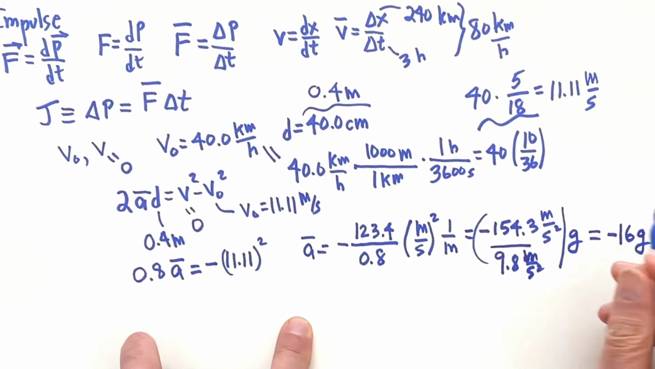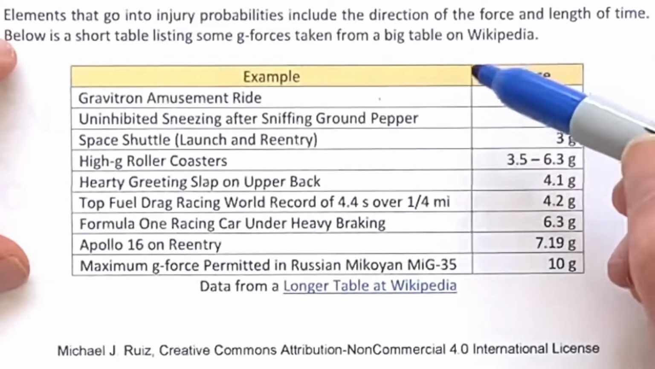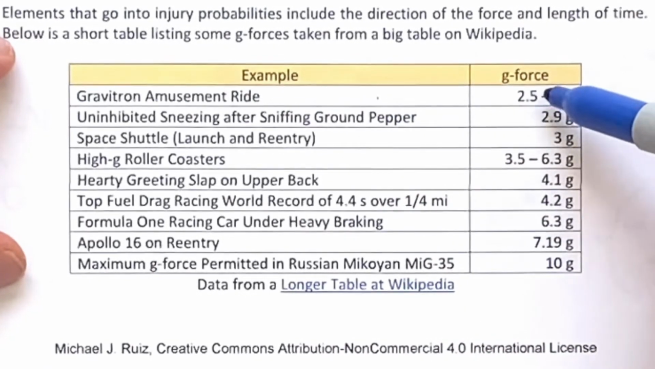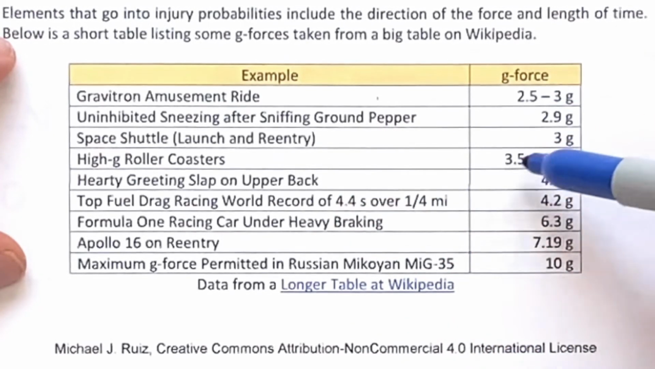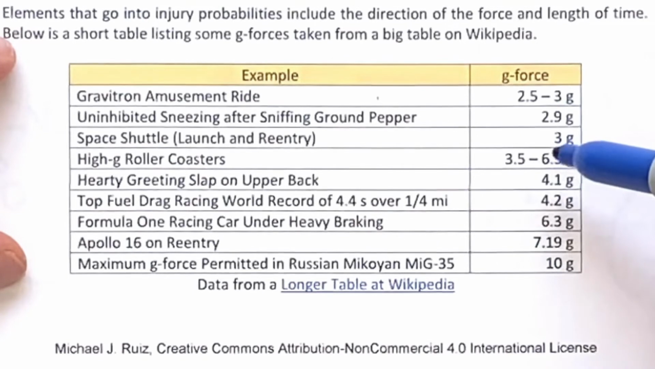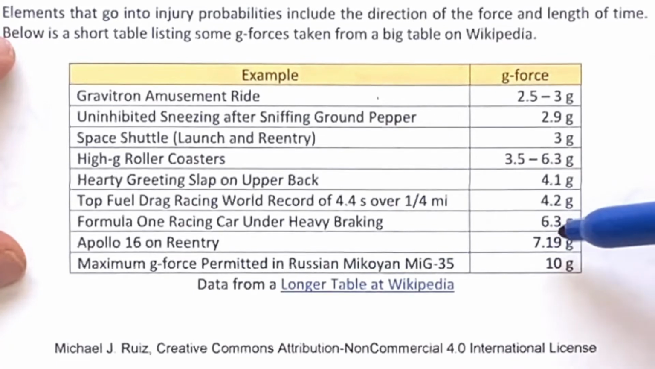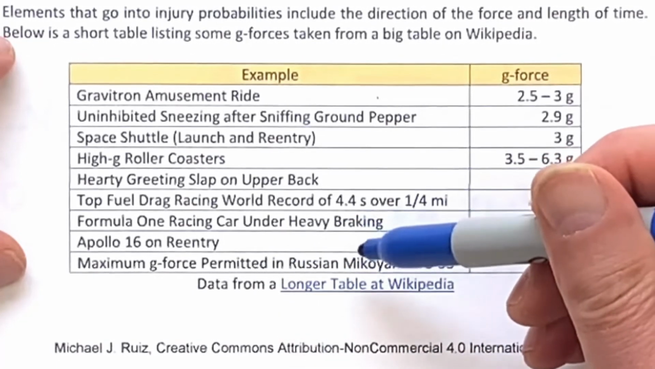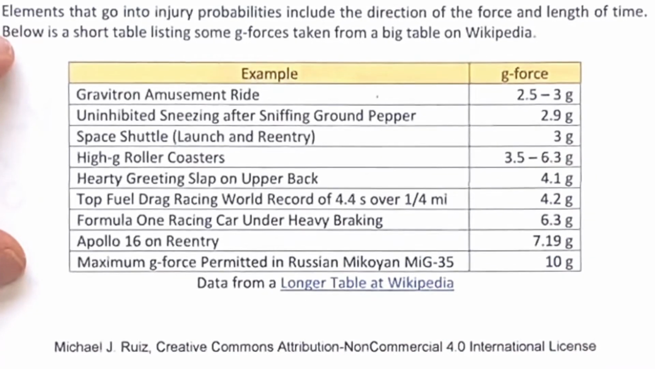And typically they report the G without the minus sign, just say 16 G. You get in a collision, get 16 G on the average. And here, I did a little lookup on G forces: in an amusement park ride, 2.5 or 3, and roller coasters can get up to like 6. Apollo 16 reentry is 7 G, and the maximum G force on a Russian MiG 35 is 10 G. So the 16 is not good.